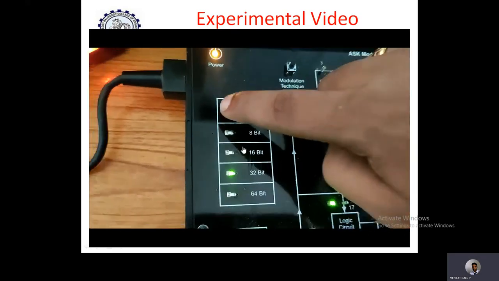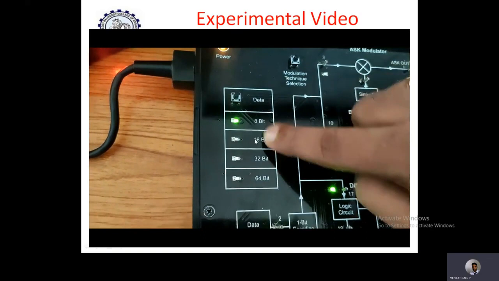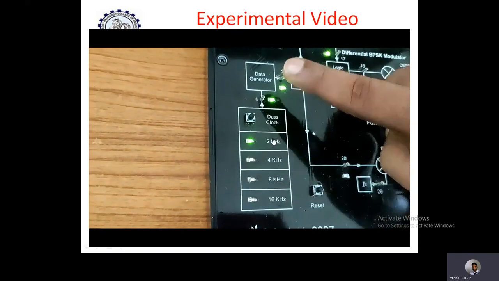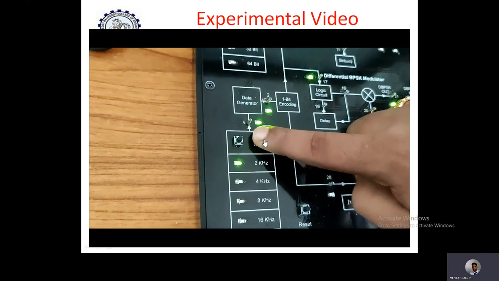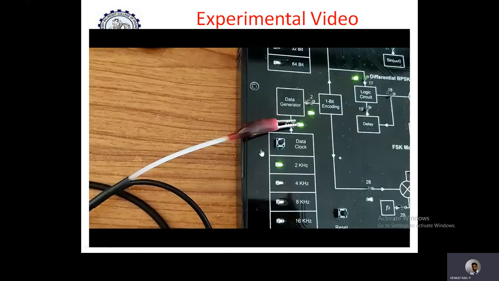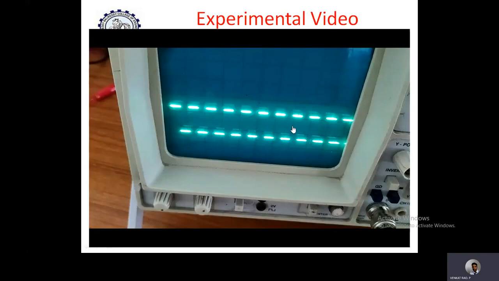Now this is the selection of data input. As an example, LP data is selected. This is the clock, so 2-place clock is selected. Now, this is where the actual input is generated. So here, this is the clock signal.